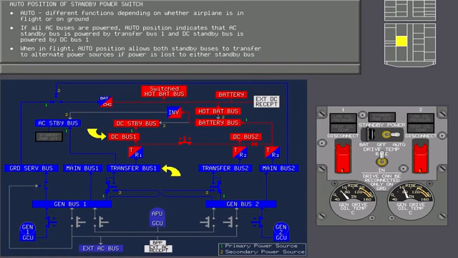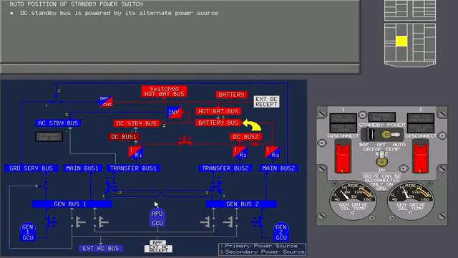Now touch DC bus 1 to make it malfunction and cause a loss of power to the DC standby bus. The DC standby bus is now powered by its alternate power source, the battery bus. And the AC standby bus is powered by its alternate source, the battery bus, through the static converter.